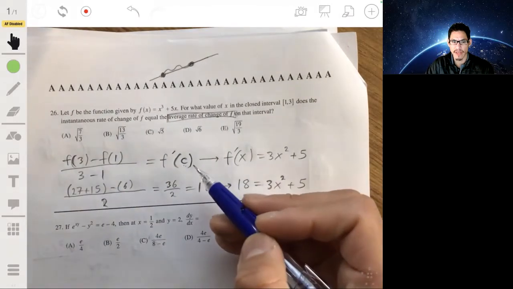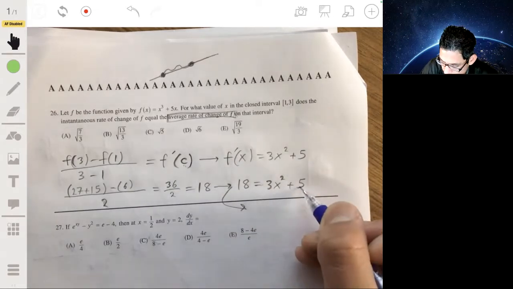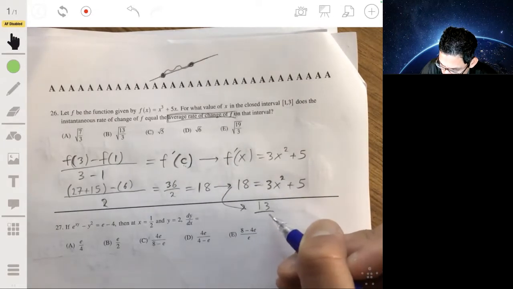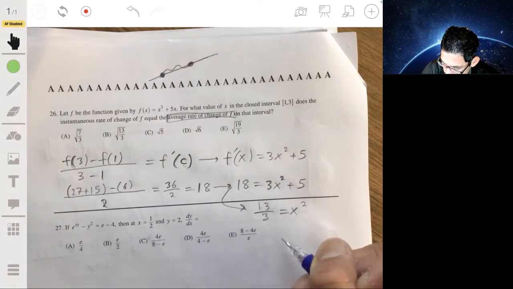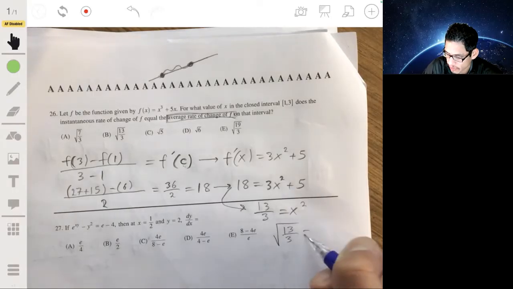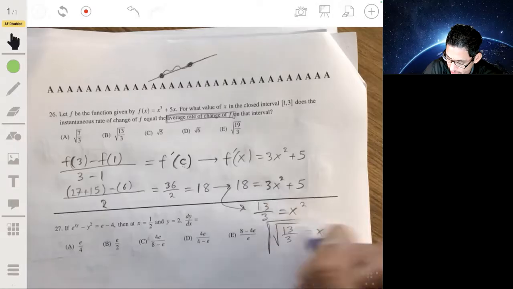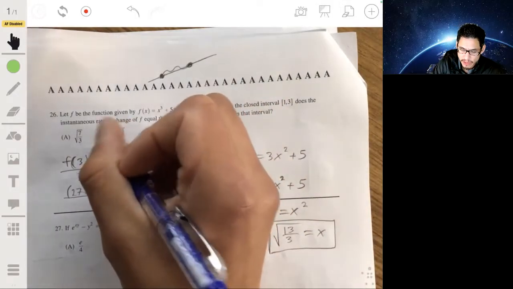Remember, c is just a value of x. It's just a standard value of x. We're solving this. 18 minus 5, 13, divided by 3. 13 over 3 equals x squared. Taking the square roots, the square root of 13 over 3 will be x, or that c value in that interval. So our answer would be B again. Nice.